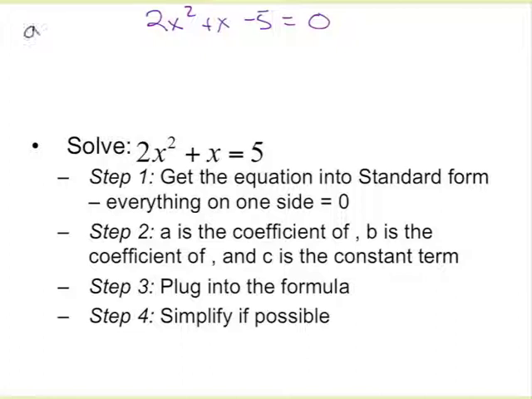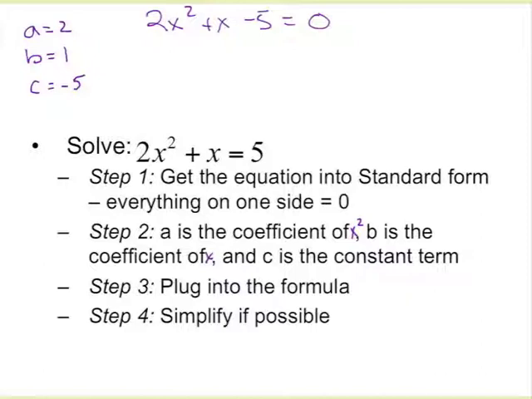Then A is the coefficient of x squared, B is the coefficient of x, and C is the constant. And make sure that you tie a negative to the number that follows it. So C is negative 5. C is not just 5. Wait, what was the A, B, and C again? A is in front of x squared. Yeah, my x disappeared. So A is the coefficient of x squared, B is the coefficient of x, and C is the constant.